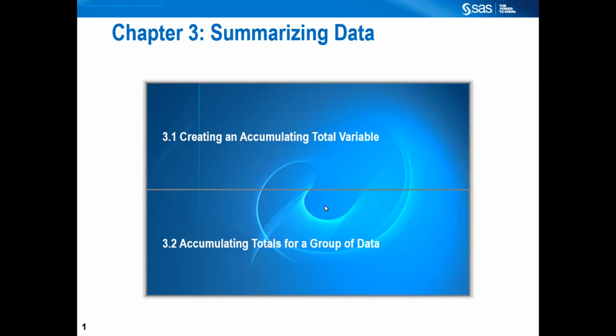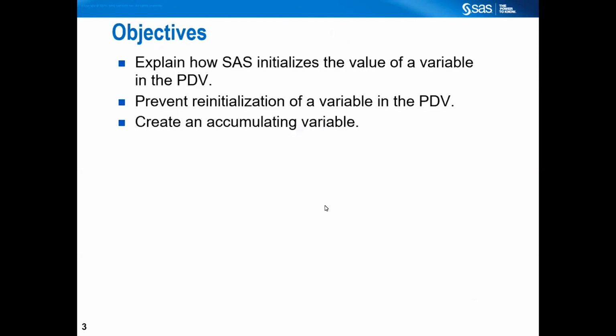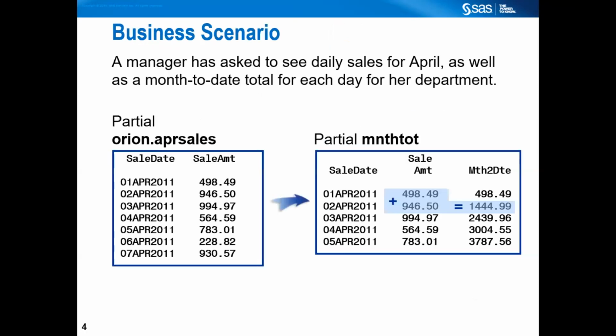With this topic, we'll understand in more detail how the scenario works to create an accumulating total. For that, the objectives are: we'll explain how SAS initializes the value of a variable in the PDV, prevent reinitialization of a variable in the PDV, and create an accumulating variable.